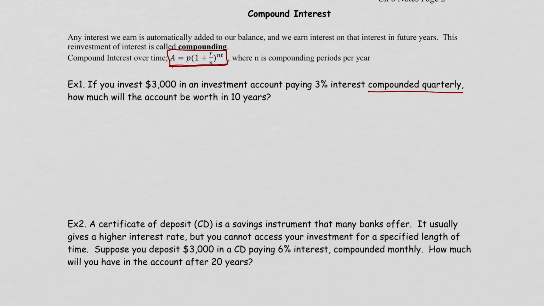And when you're looking at your formula right here, we know A is for total amount, P is for principal, R is the rate, N is the compounding period. So N is going to become 4 when it's compound quarterly. If you have compound monthly, it's going to be 12. Compound semi-annually, it's going to be 2. So with that in mind, we have this problem with P and R given, and N and also T is given.